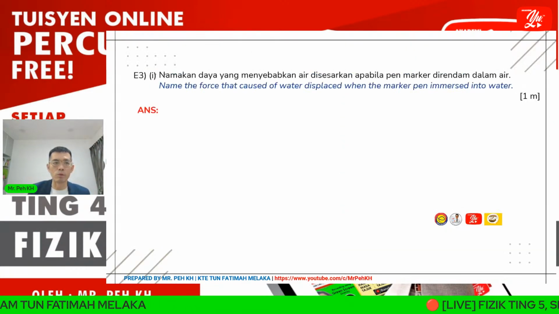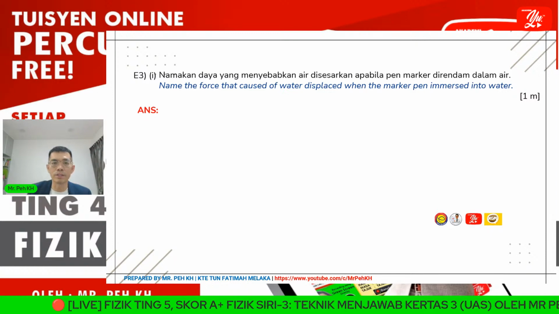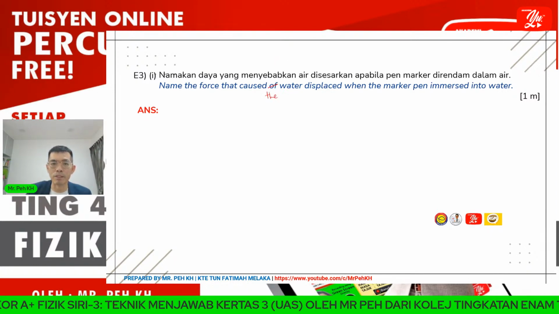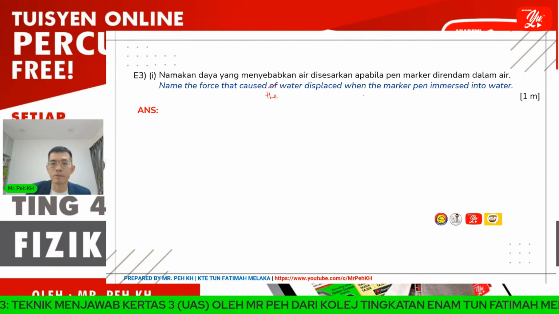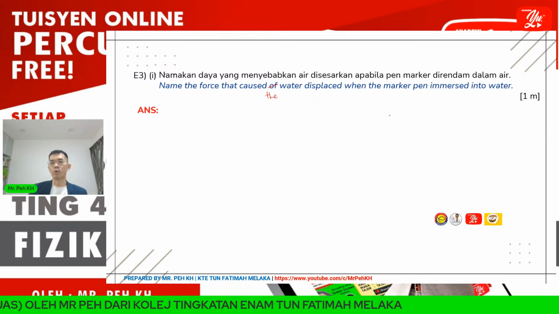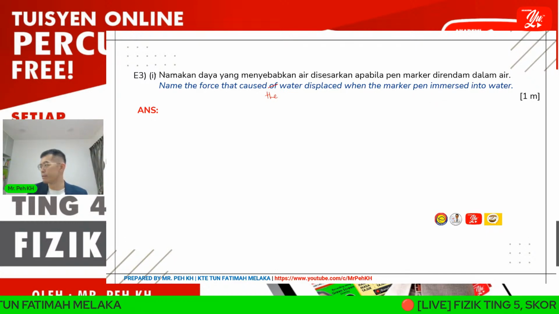So again, we go to question 3. We will be left with another 2 questions. Name the force that causes the water displacement when the marker pen is immersed into water. So why can the water be displaced when we immerse our marker pen?